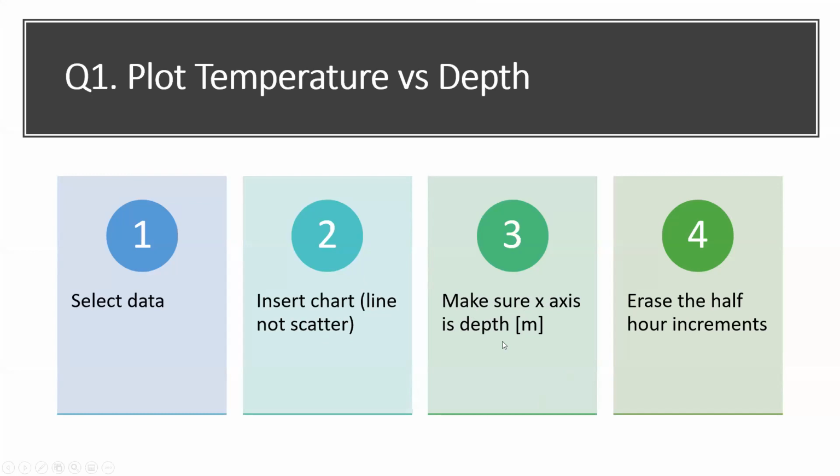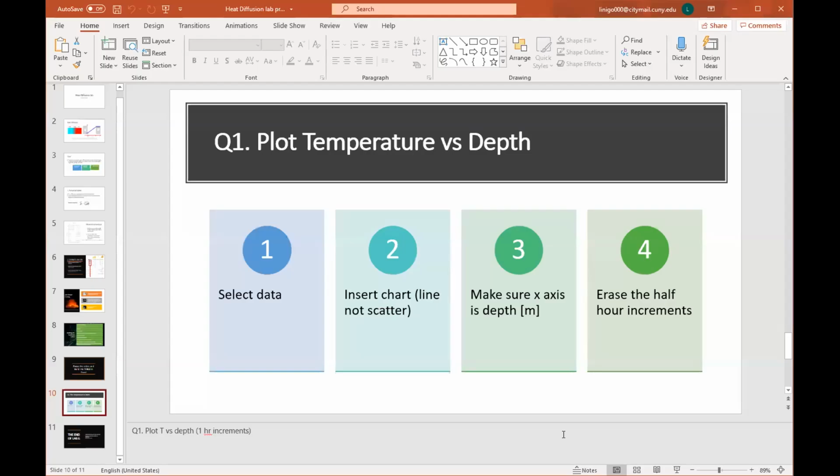Okay, just a second, let me fix it. Actually, never mind, that is actually correct. The x-axis is depth and the y-axis is temperature. Sorry, I was thinking about the table. But this is for the plot, not for the table. Okay, and then obviously it's gonna give you the plot for all the half an hour increments. So if you just click on the line and press delete, it's gonna erase that from the plot.